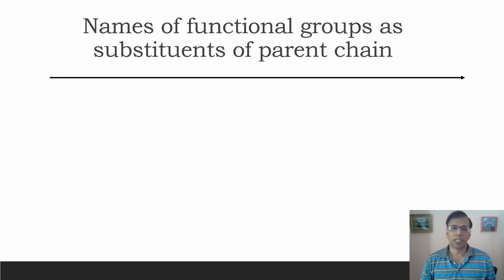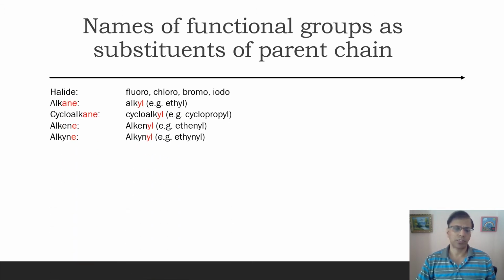So let's see how to name functional groups as substituents of the parent chain. The functional group can be a halide, and you'll name it as fluoro, chloro, bromo, or iodo, depending upon the atom. If it's fluorine, it will be fluoro. If it's a chlorine atom, it will be chloro, and so on. Alkanes as a side chain will be named as alkyl. An example will be ethyl, and ethyl comes from ethane, where the ane is replaced by yl.